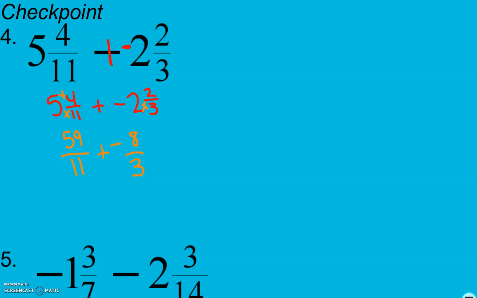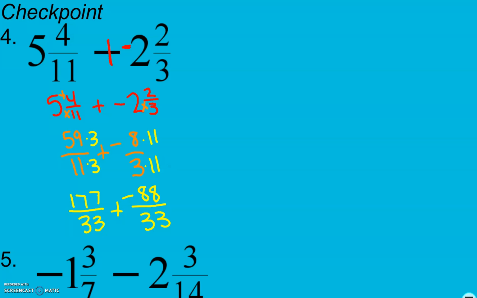11 and 3 are relatively prime, which means I multiply them together to get my common denominator. I have to take 11 times 3 to get to 33, which means I multiply my numerator as well. And here I end up with 177. Plus negative. To go from 3 to 33, I have to multiply by 11, so I have to multiply my numerator as well. If I change one part of my fraction, I have to change the entire fraction.